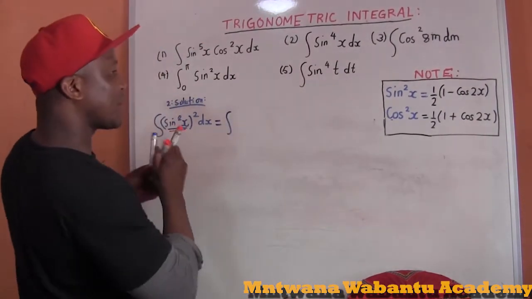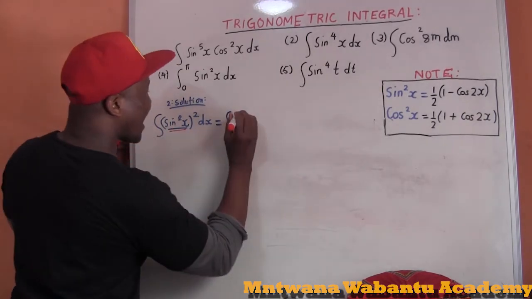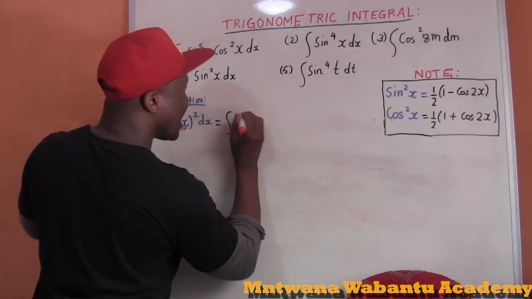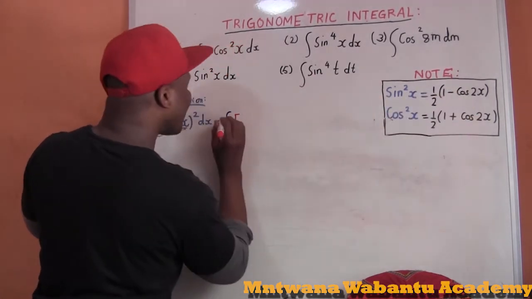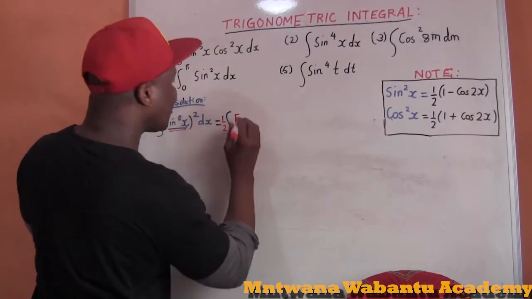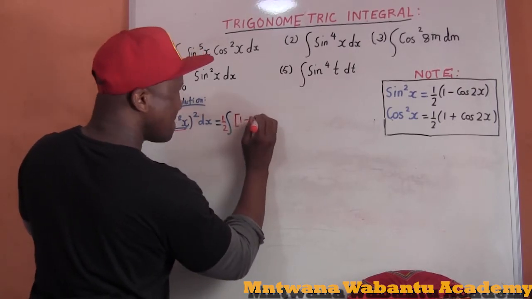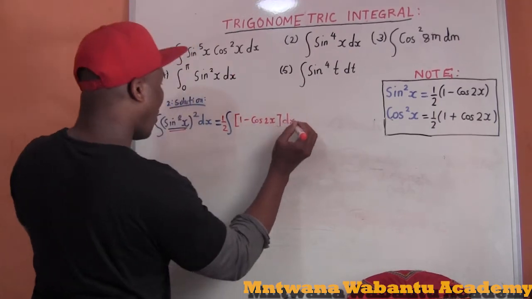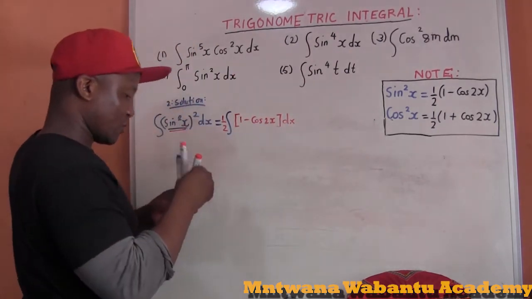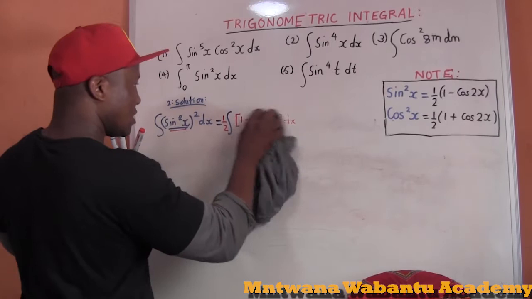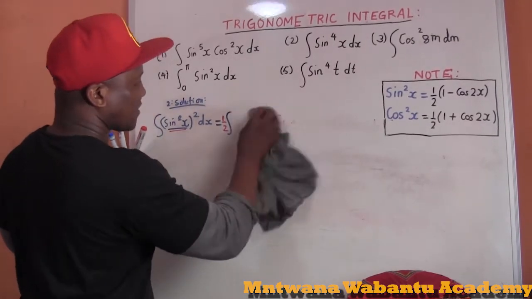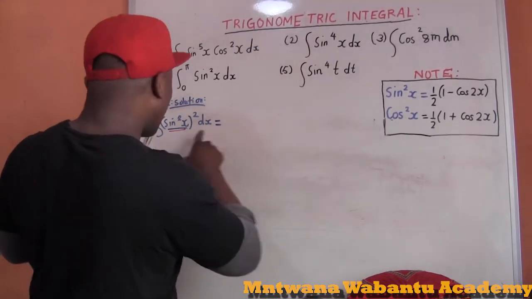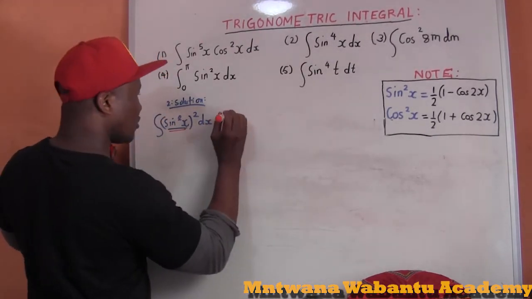So I'll put a bracket: sine square x means I have a half of 1 minus cos 2x. I'll take the half outside, in front, dx. Oh, there's a square here. No, I'm wrong, excuse me. Pause. Because remember there's a square, so this must be the integral.